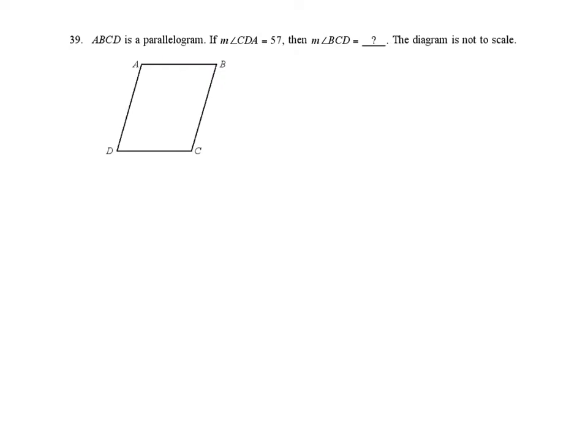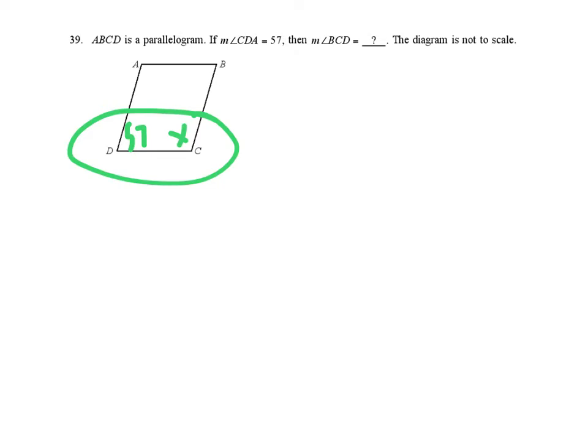39 says ABCD is a parallelogram. If the measure of CDA is 57, so this angle here, then the measure of angle BCD equals what? Well, we have these two angles here. Let's call this one X. It's the one we're looking for.